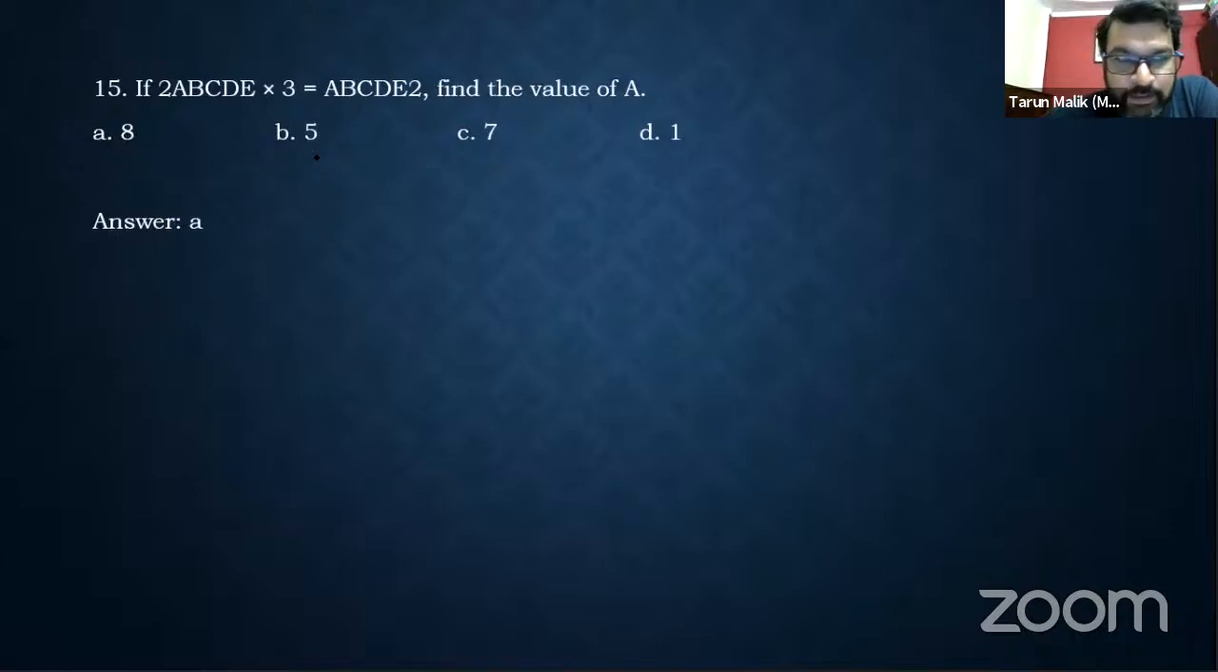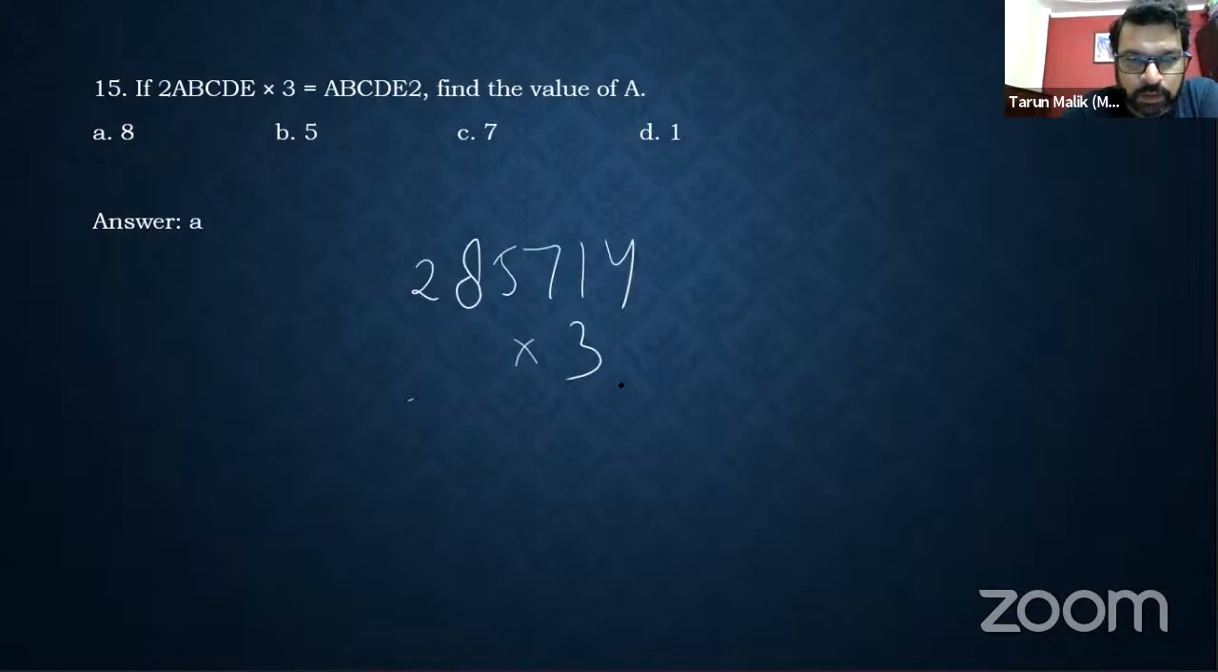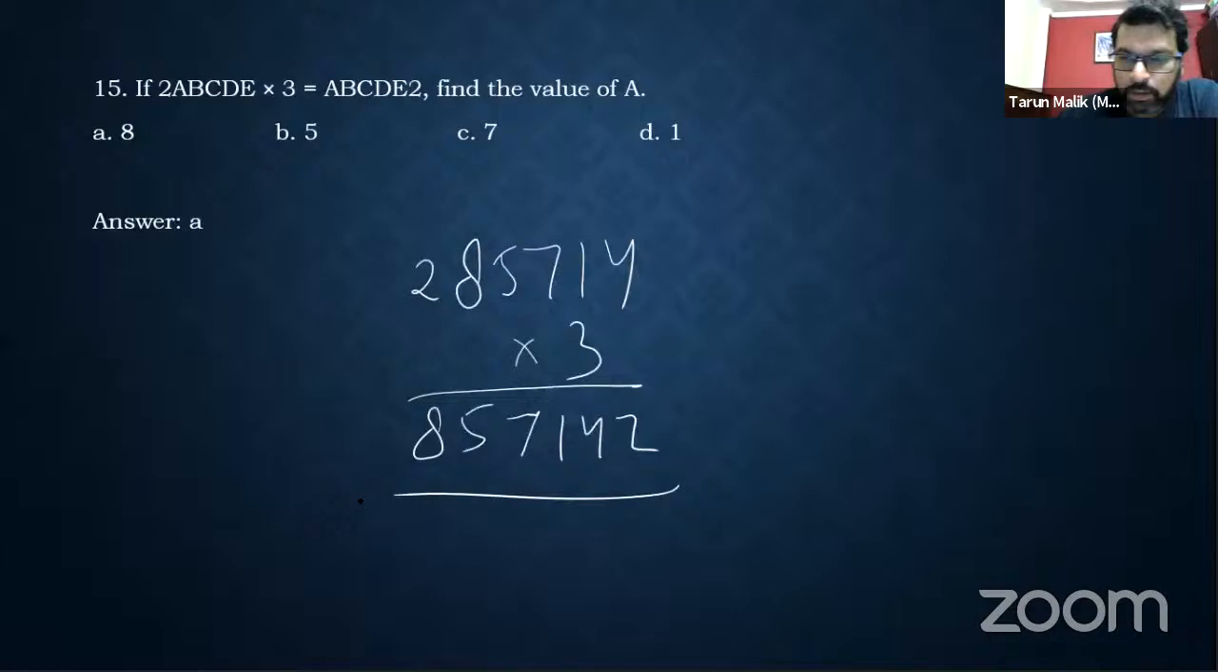This we have just done. So I think ये तो कर लिया होगा. The answer is 285714 into 3 is 857142. All right. And if you see in the previous question with the 1, no, the answer is B.